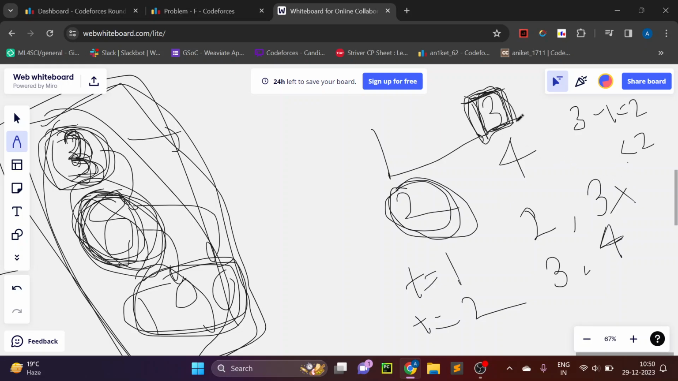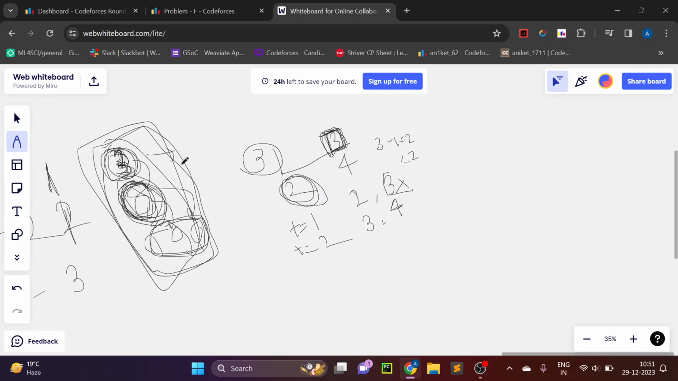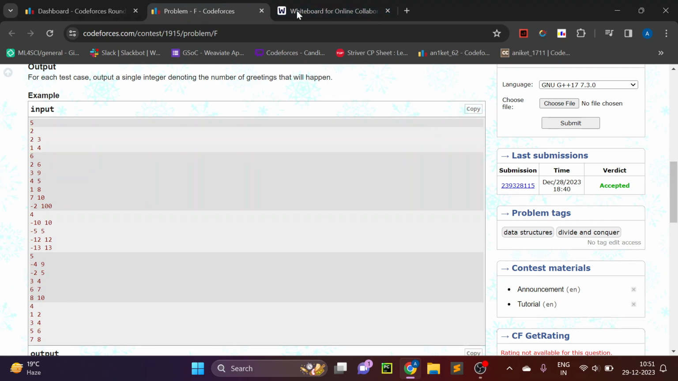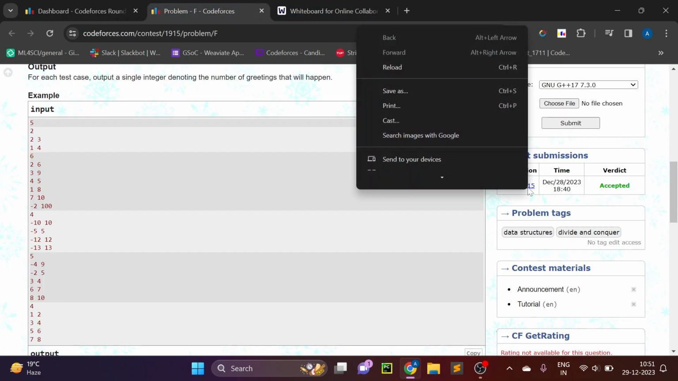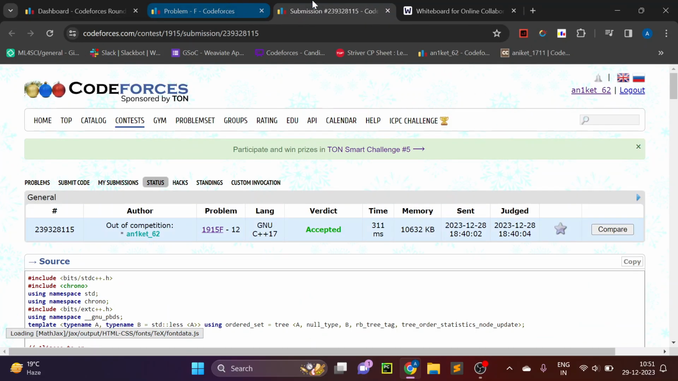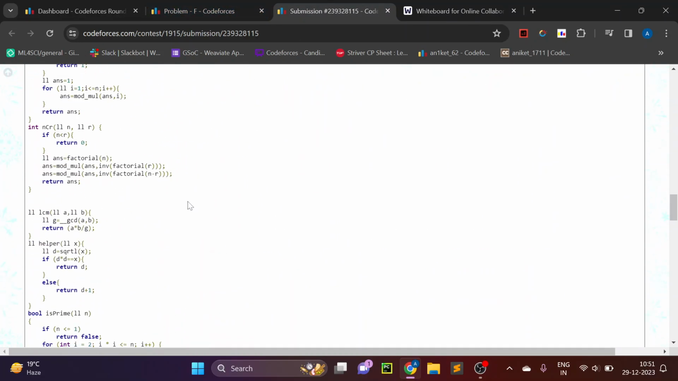of both the persons. And we have to also check this condition. So this is third observation. So using all three observations, we have to find the total number of greetings. Now let's just see the code for better understanding.